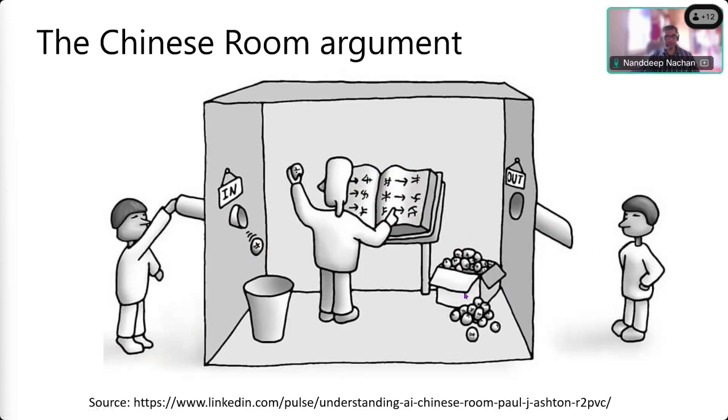All you are doing is using this big instruction manual to pass the messages back and forth, and you certainly don't understand Chinese. Okay, so there was one American philosopher, John Searle, in the 1980s, who used this thought experiment to argue that even if a computer can process and produce human-like responses, it doesn't necessarily understand it in the same way as a human can.